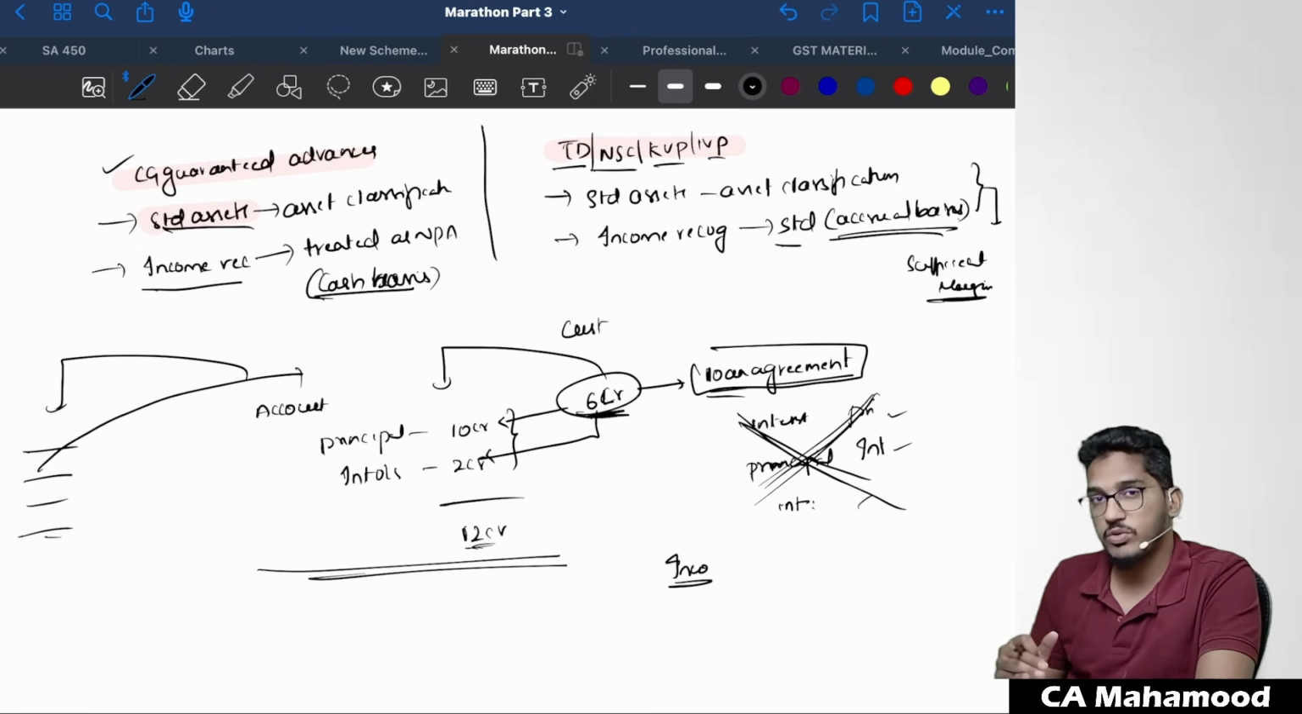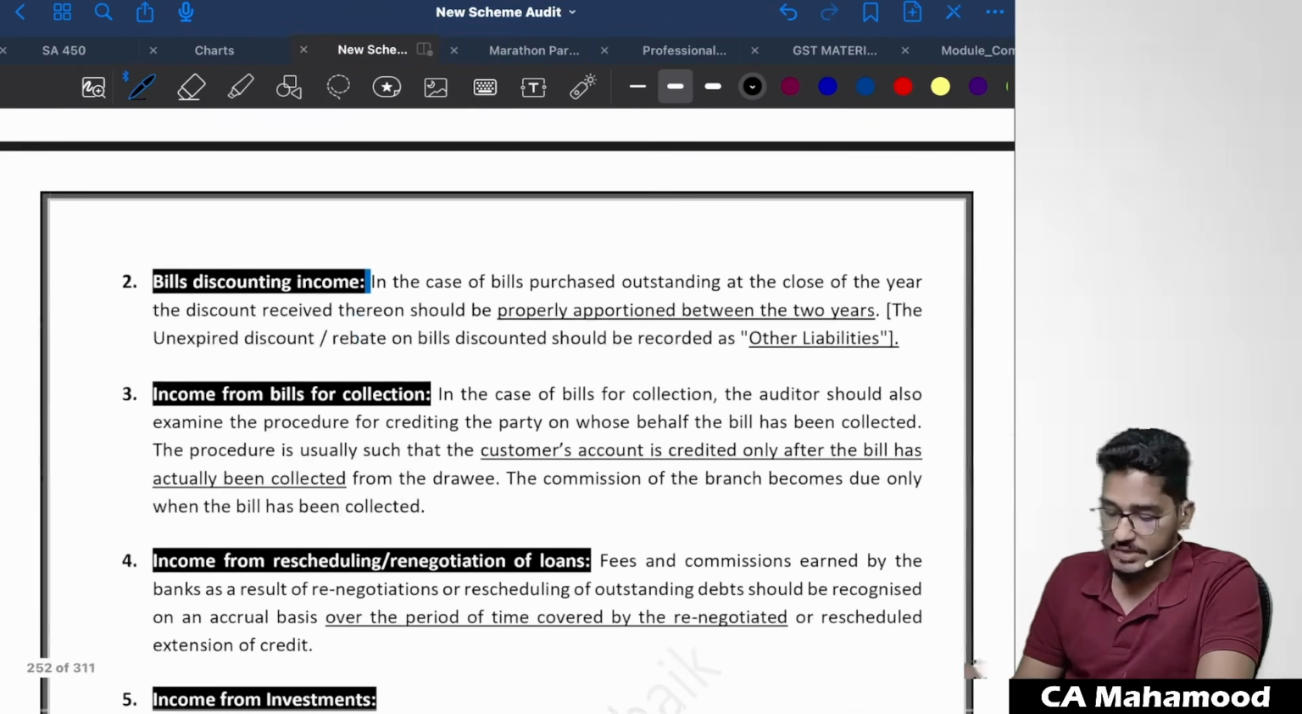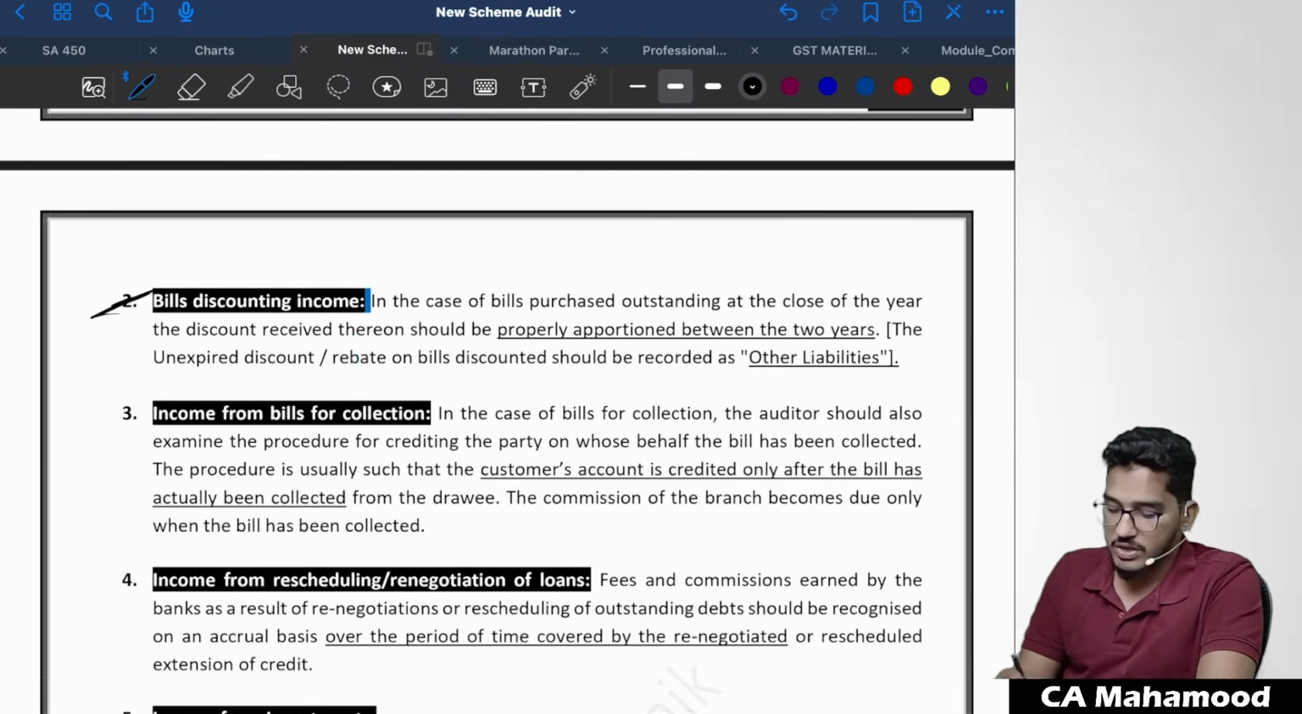Earlier you would have stopped accruing it, but now you have realized it, so now you have to recognize that interest income. That's why it is very important to know whether, in the case of partial recovery, it is recovery of principal or recovery of interest. Clear, everybody? Next one. Then they talk about bill discounting income.